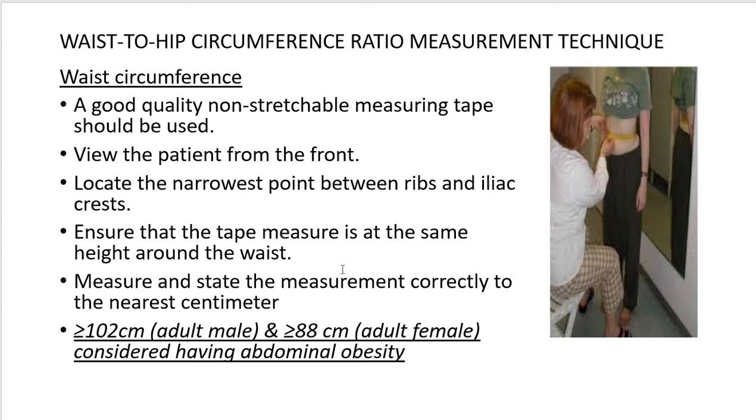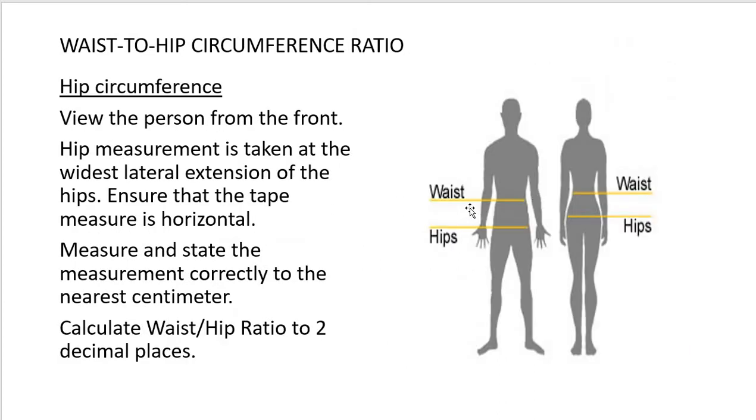In waist circumference, for adult males the waist circumference should not be more than or equal to 102 centimeters, and in females it should not be more than 88 centimeters. If it is 102 centimeters or more in adult males, and more than or equal to 88 centimeters in adult females, they are considered as having abdominal obesity. Here you can see the picture of the waist and the hip circumference.